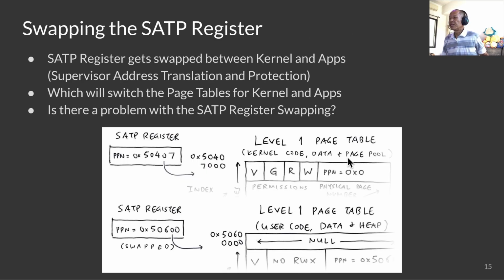Why is this happening? First, we need to understand that inside our RISC-V machine, there is an SATP register for supervisor address translation and protection. The SATP register points to the currently effective page tables for kernel and apps, and the SATP register gets swapped when we switch between kernel and apps. Is there a problem with the SATP register swapping, causing our Hello app to crash?